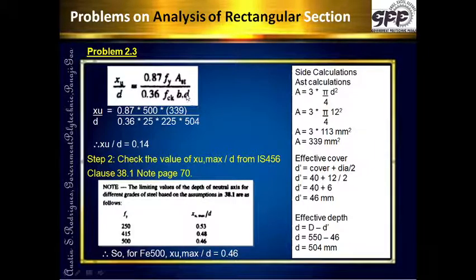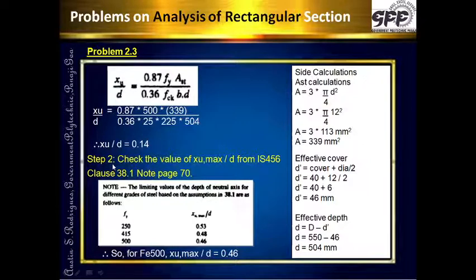Now this 504 we substitute over here for this effective depth. So if we observe, on the left hand side we have XU upon D equal to, on the right hand side we have all the values. When we solve this, we get XU upon D equal to 0.14. Solving the numbers on the right hand side, we get XU by D, the depth of the actual neutral axis to the effective depth, that ratio, equal to 0.14.